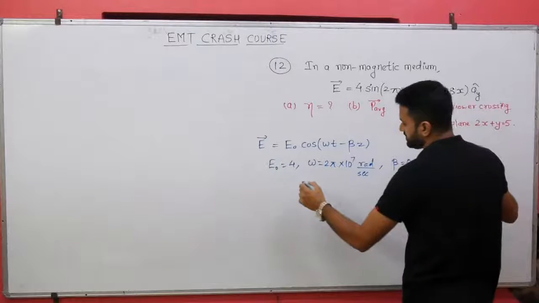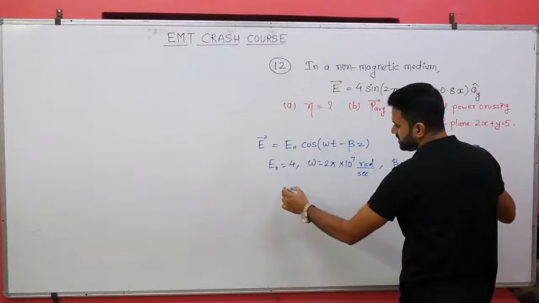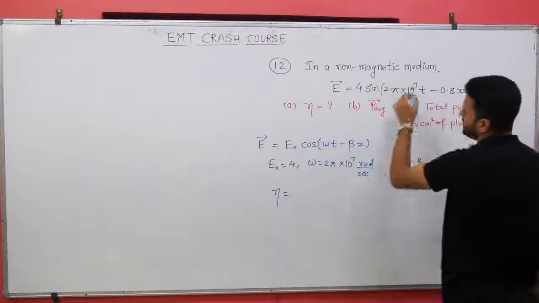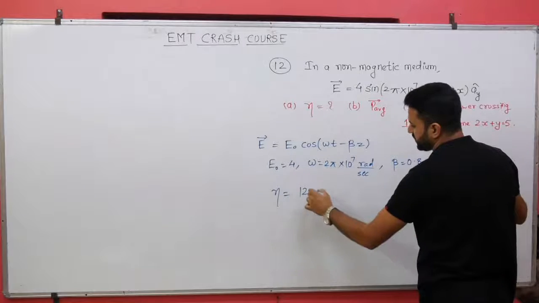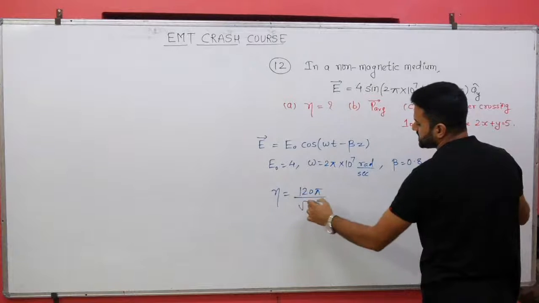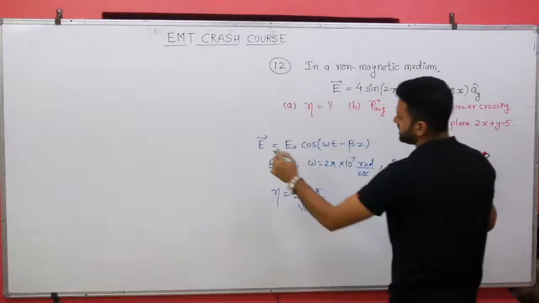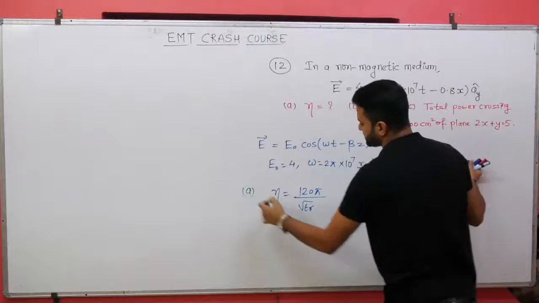Now we know that eta is equal to how much? This is a non-magnetic and lossless medium, so this is 120 pi over root epsilon r. So ultimately you have to find the epsilon r. So how can you find this epsilon r? We are now discussing the first part.